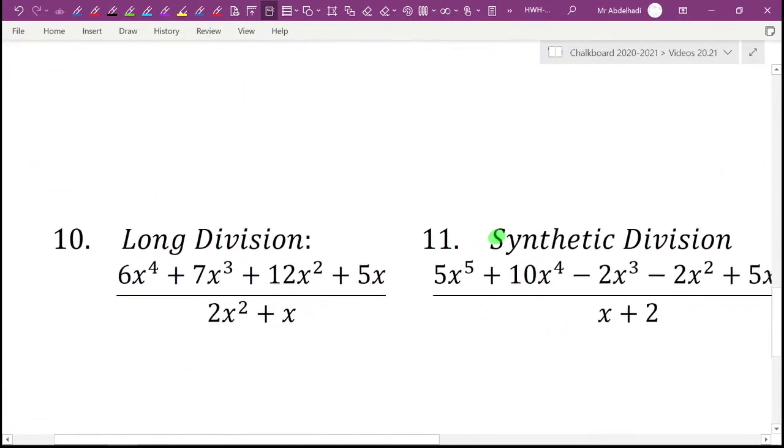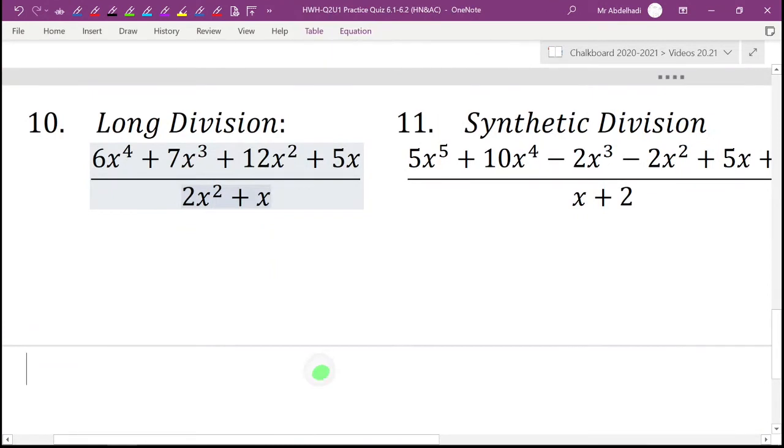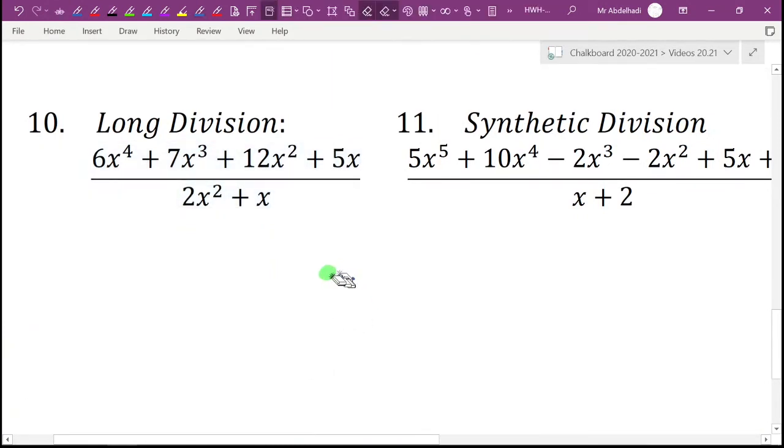All right. Number 10, long division. Long division takes a long time. All right, so here we go. The divisor, the thing on the bottom here, is 2x squared plus x. The dividend is this thing right here. So it's starting with a 4th power. Look for the highest power and make sure you put it first. This is the 4th power, and make sure you have all the powers going down to 0.